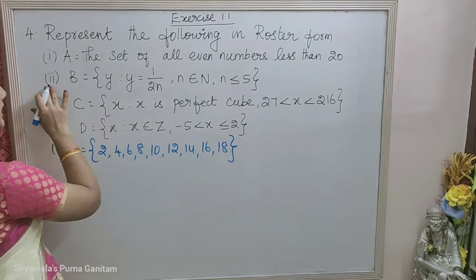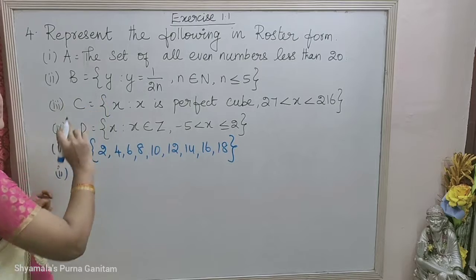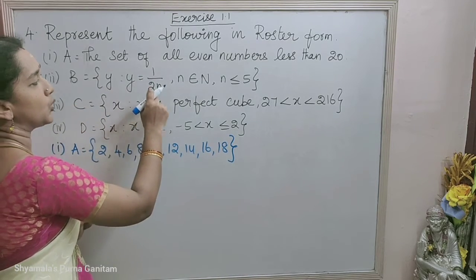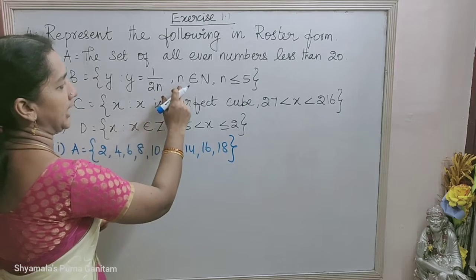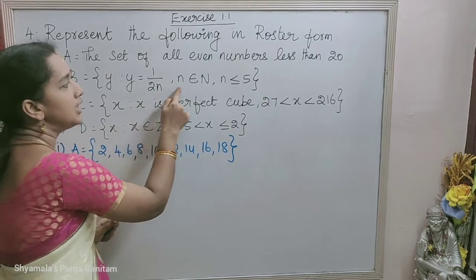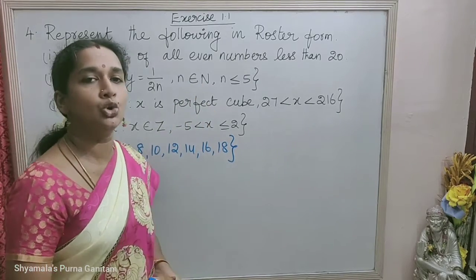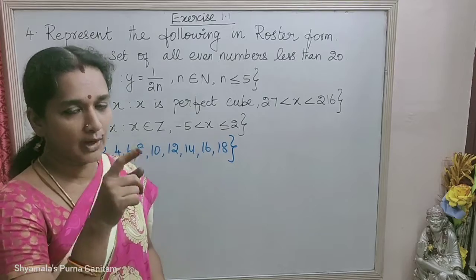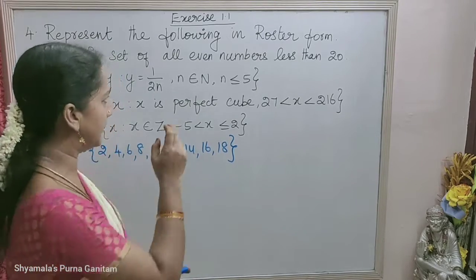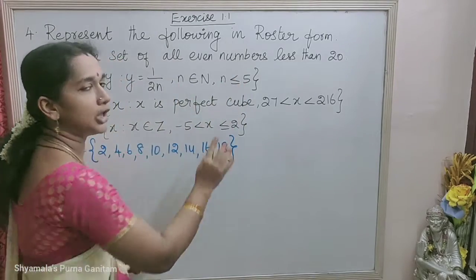That's all. Then the next one is the second subdivision. The second one is B is equal to y such that y is equal to 1 by 2n, where n belongs to N. This capital N is natural numbers. You know that natural numbers start from 1: 1, 2, 3, 4, 5. So, n belongs to N and n is less than or equal to 5.